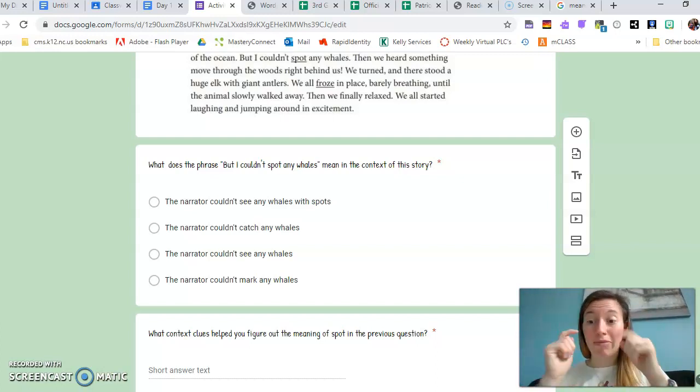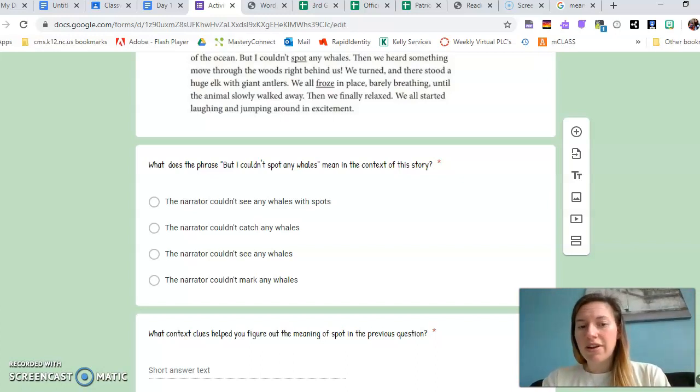Does that match some of my clues and my context that I read? Yeah. And the narrator couldn't mark any whales. Were they trying to put a mark on the whales? Put some spots on the whales? Mark them? No, I don't think that's what they're doing. So based on my clues, click which one you think would be correct. Which do you think?